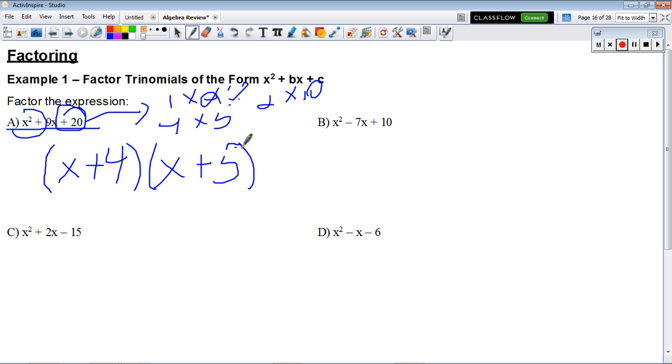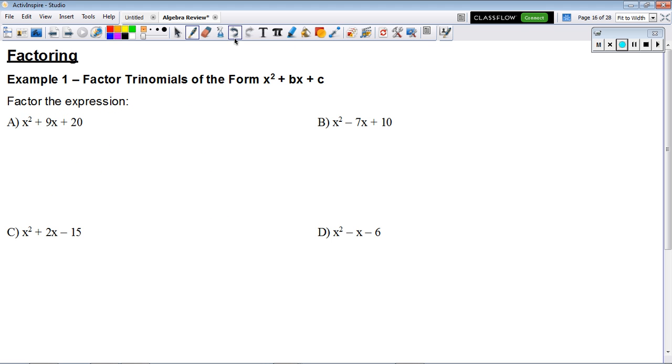what you notice is if I do the outside-inside part of the FOIL, x times 5 is 5x, 4 times x is 4x, and if you put those together, it equals 9x, which is the same as what's in the middle here. So that's how I know that I'm right. And that's the answer there for part A.